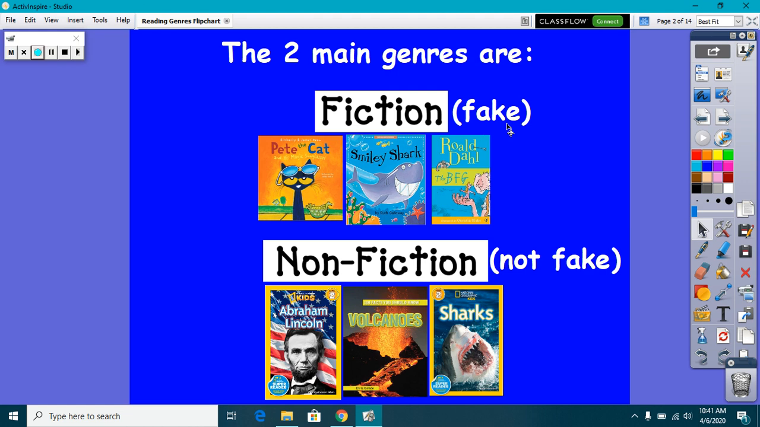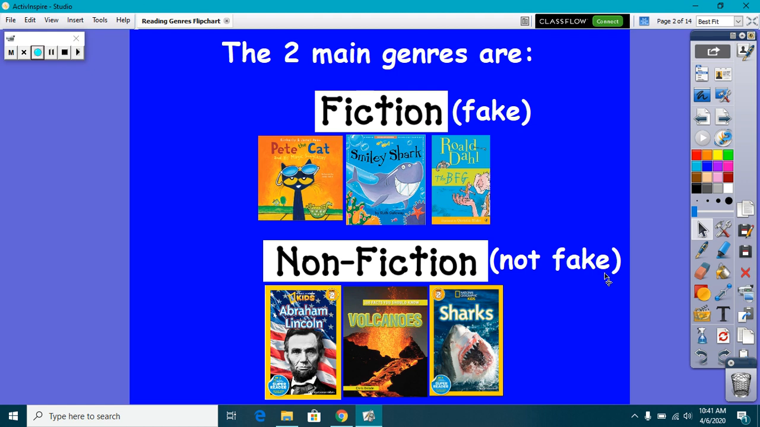means fake. It's made up by the author. Usually it's some kind of story. So the examples here are Pete the Cat, Smiley Shark, and the BFG. And so just keep in mind that fiction books are made up. And then the opposite of that would be nonfiction, which are books that are not fake.